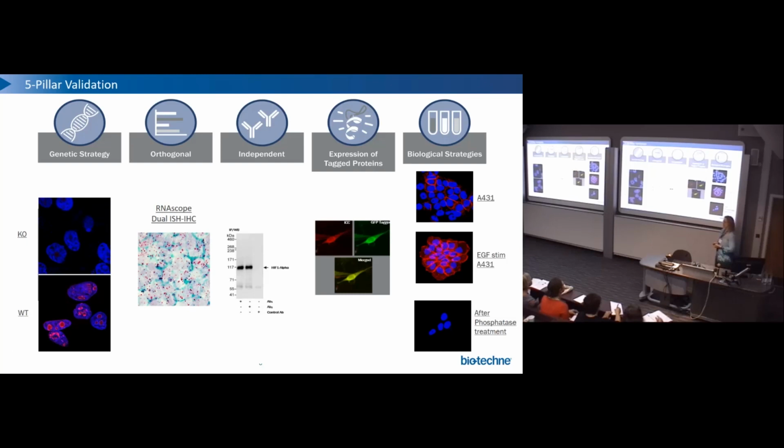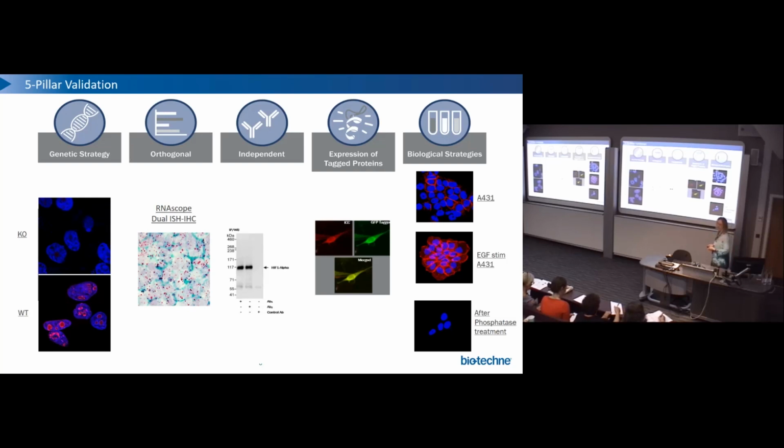So 5-pillar validation is a little different from what Matthias was just showing. So maybe we do have a sixth one. We can discuss that later. So we obviously take the genetic strategy. The mainstay is the knockout, whether you do CRISPR-Cas9 or an siRNA knockdown. We're also now partnering with our sister company from ACD. They have an RNAscope technology, and I'll show you how that works. That is our orthogonal approach for the IHC, and I'll show you example data today. We just started that recently, and we're going to leverage that more and more.